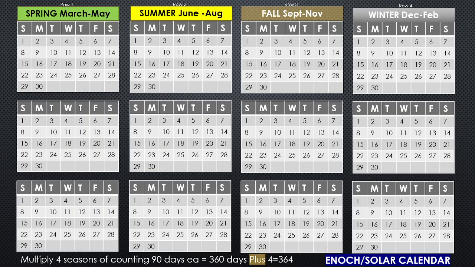All right. What we're looking at is a solar calendar. Notice there are 4 seasons, starting from the left: spring, summer, fall, and winter. I also want you to notice that each row has 3 months. It's indicating that each season is 3 months. And each month has 30 days.